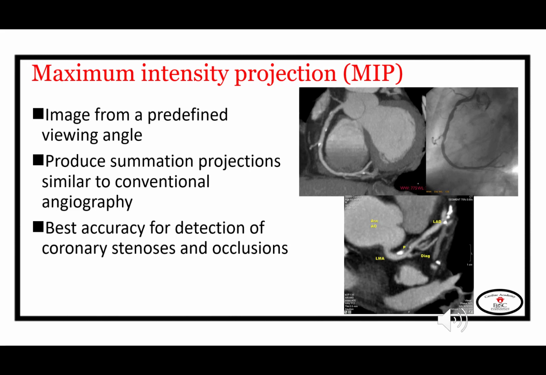The maximum intensity projection is basically using a stack of slices to be able to evaluate a longer segment of the coronary vessel. But again, this can be used with oblique images to create summation projections, which shows images that are very similar to conventional coronary angiogram, and it has the best accuracy for detection of coronary stenosis and occlusions.